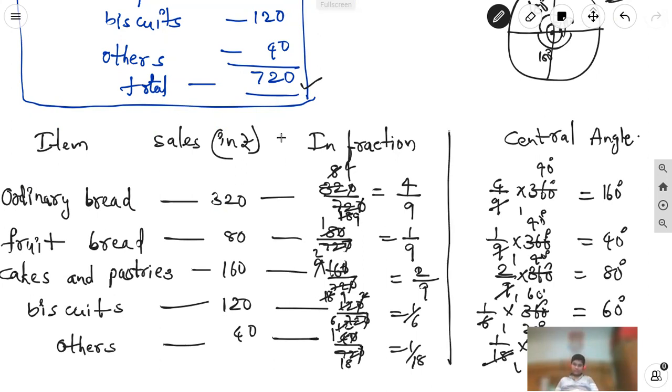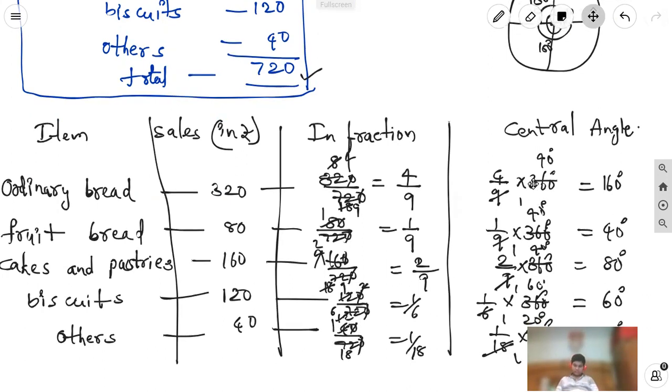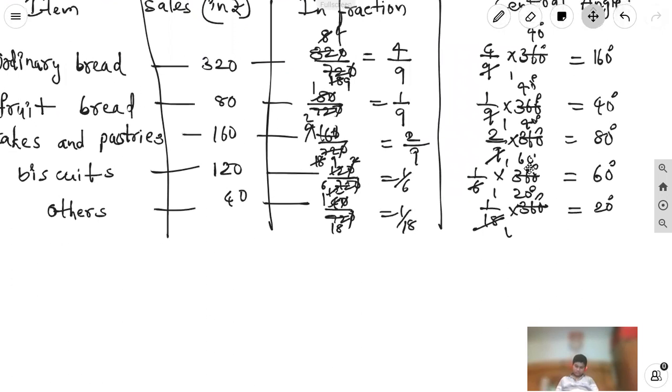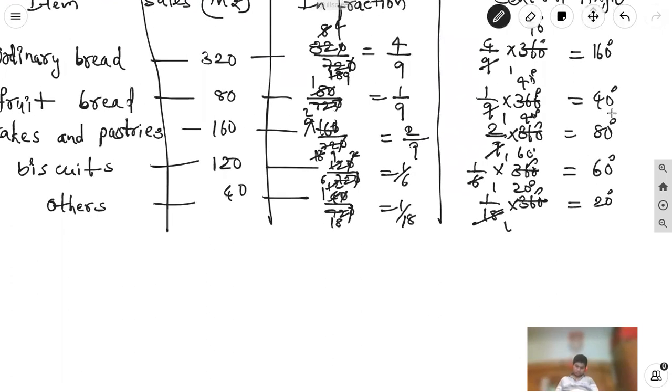This is the tabular form, where the different items in rupees can be taken as fractions, with the central angle. From the central angle, we can make the pie chart. Here you can add it: 160 plus 40 is 200, 200 plus 80 is 280, plus 20 is 300, and the total is 360 degrees.